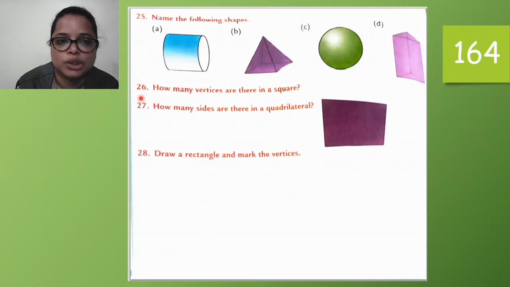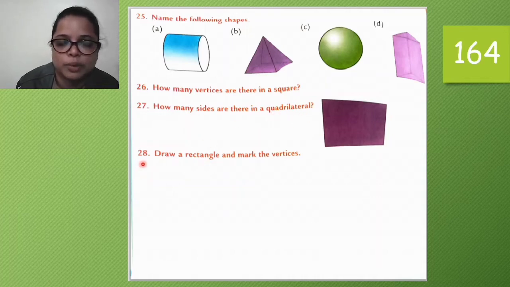Question number 26. How many vertices are there in a square? Yes, 4 vertices. So write down here the answer 4. Question number 27. How many sides are there in a quadrilateral? Yes, 4 sides. So write down the answer there, 4.